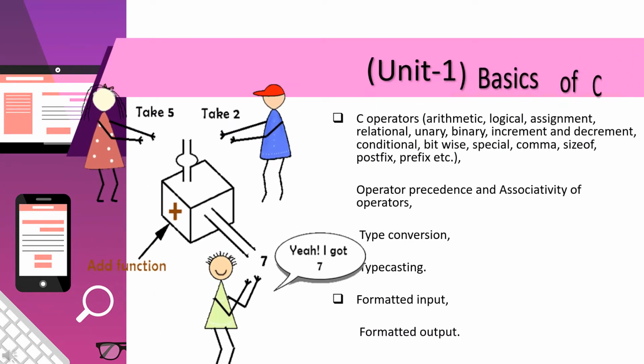In this unit, I am going to discuss C operators, that is, the different types of operators used in the C language. Those are arithmetic, logical, assignment, relational, unary, binary, increment and decrement, conditional, bitwise, special, comma, sizeof, postfix, prefix, etc., and operator precedence and associativity of operators, type conversion, typecasting, and formatted input and formatted output from Unit 1 of the Basic of C chapter.